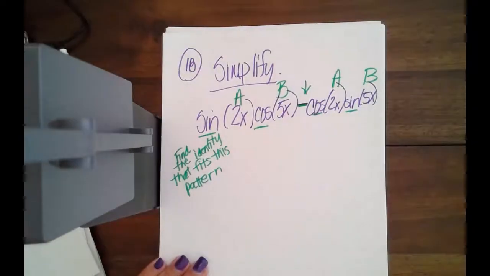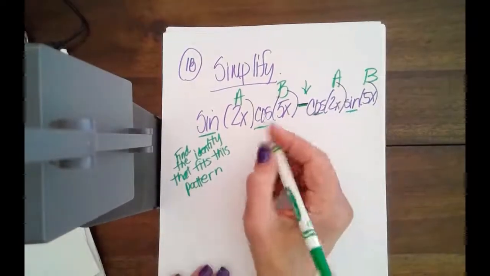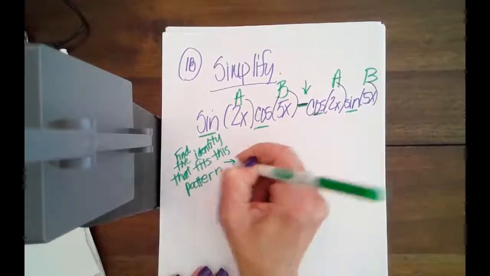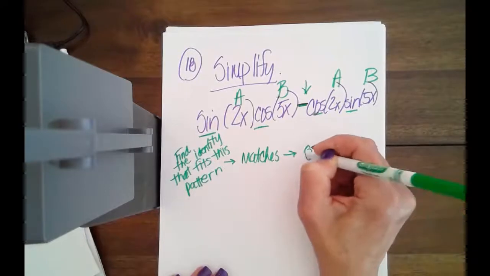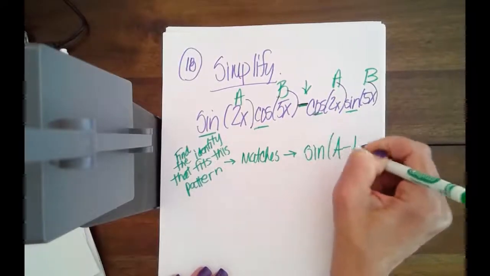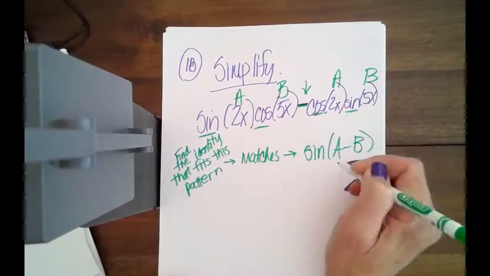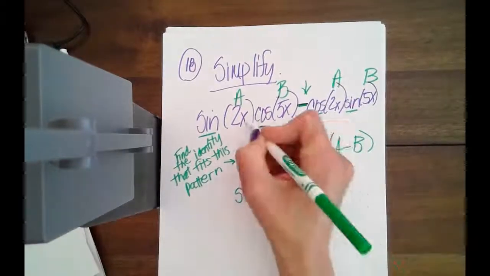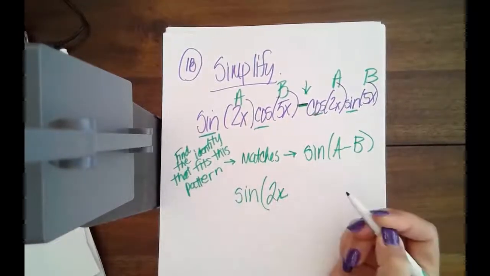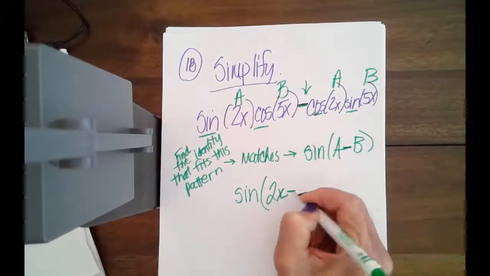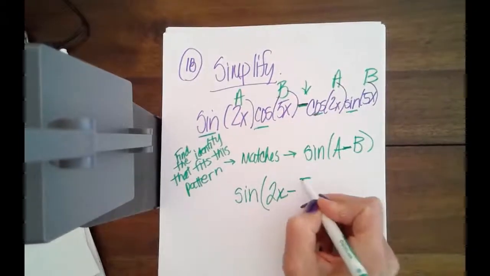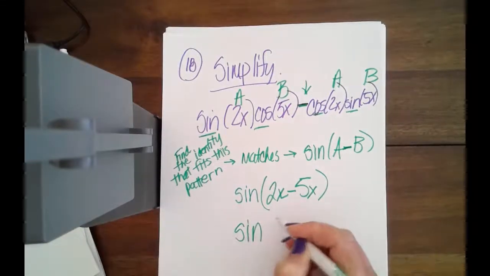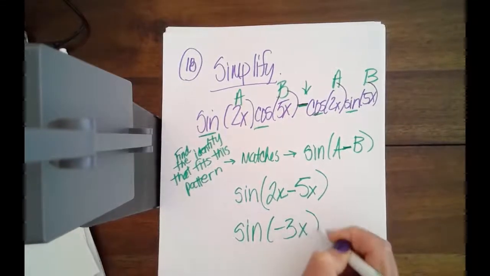Okay, so this is what it actually is. It's pretty simple, it matches the pattern sine A minus B. So all we have to do is say, okay, it's going to be the sine. Well, my alpha is 2x, right? Minus my beta is 5x. So in fully simplified form, it's simply going to be sine of negative 3x.